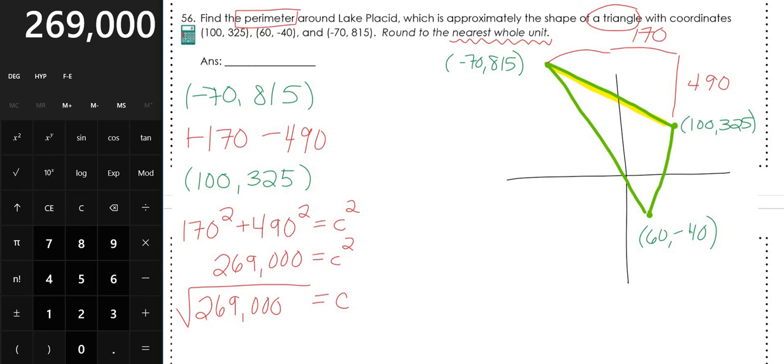Now we're going to repeat this again, and let's start with 100, 325 to 60, negative 40. We're going to do this to find this blue line segment now. So again, stack up your two coordinates to go ahead and figure out the length between the x's and the length between the y's.